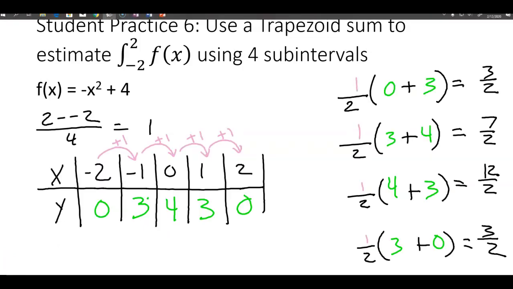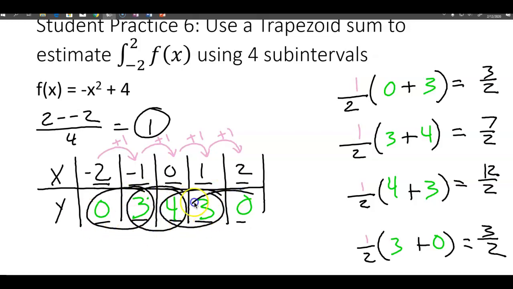Alright guys, so here you go. My delta x this time, the width of the rectangles, is finally different. It's 1. So we're starting at -2 for our lowest x value, and we're going up by 1s until we get to our last x value, which is 2. Plugging those in to get our y values, we see in green here, we get those. The pink represents the height of each trapezoid, and every pair of y values represents the bases of each successive trapezoid.